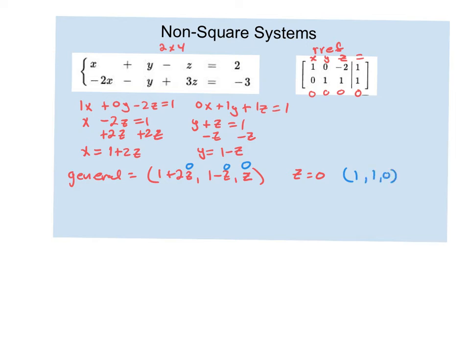If I say, well, what happens when z is equal to 1? Well, when z is equal to 1, if I put a 1 there, a 1 there, a 1 there, I end up with 3, 0, 1. And I'll do one more. What if we have z is equal to 2? Well, that's just going to be 5, negative 1, and 2. So again, you can do as many of those as you want. There's an infinite number of solutions to this particular problem.